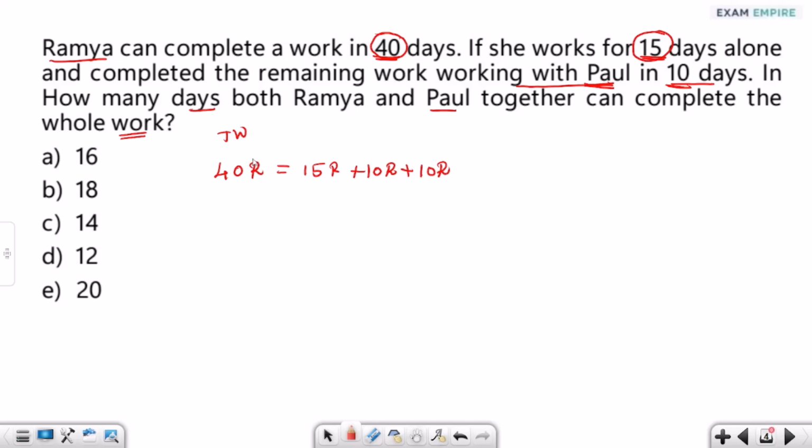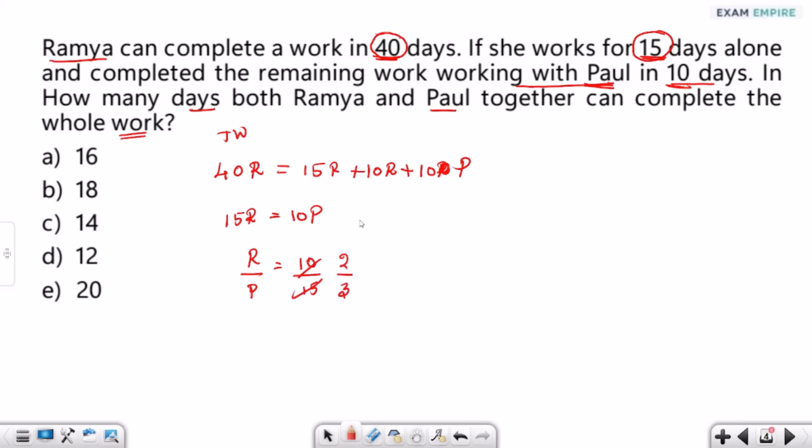Now what is 15 R plus 10 R? 25 R. If I bring this 25 R to the left-hand side, you'll get 40 R minus 25 R, which is 15 R. So 15 R is equal to 10 P, Paul. So what will be Ramya to Paul's efficiency ratio? It will be 10 by 15, which is 2 and 3.